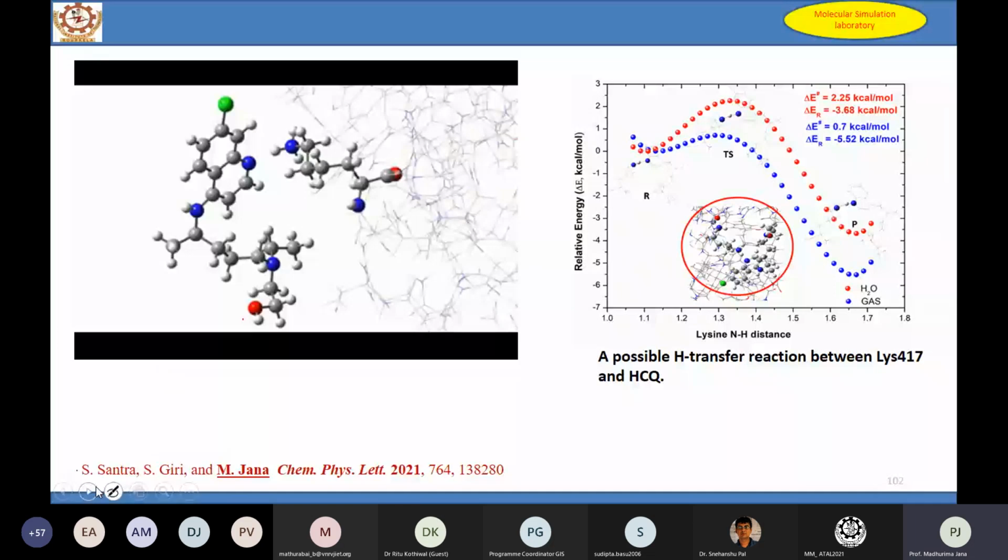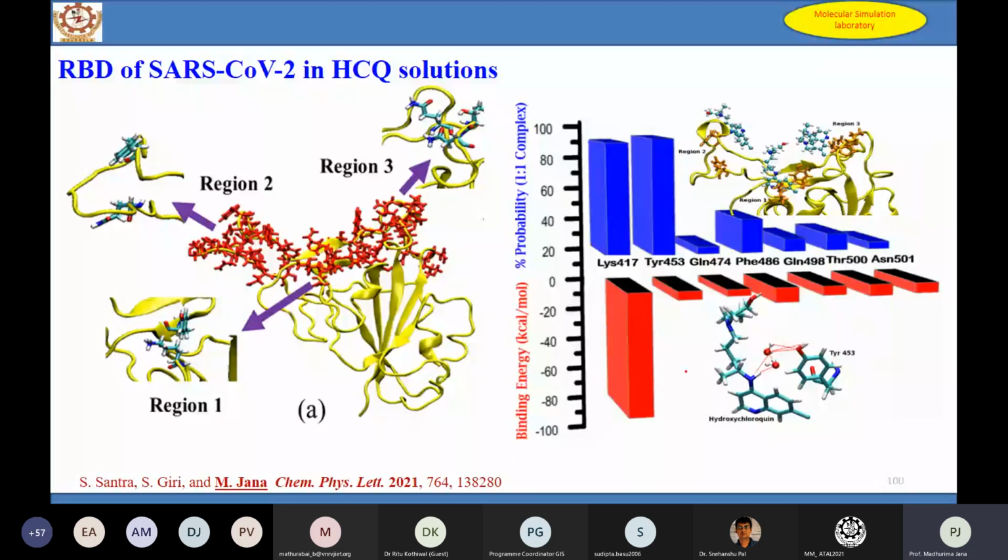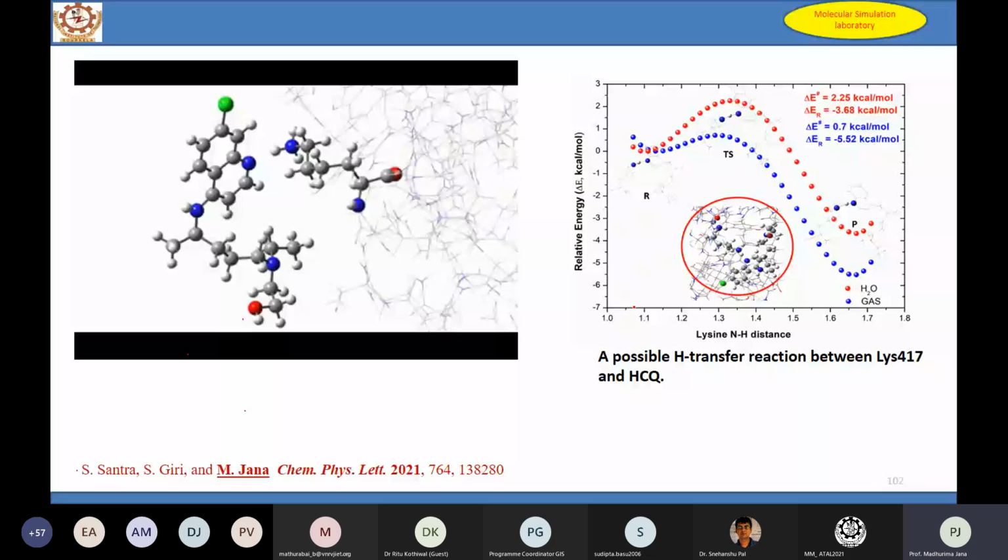Let it not be discussed so much here. So this is basically the COVID study I was talking about, SARS-CoV-2 with HCQ solution. Here we have identified that proton transfer is playing the major role. I had a movie here also, but for the time constraint I'm not going to show it. So this is all about the analysis of the MD trajectory, what we can do and the results we can generate.